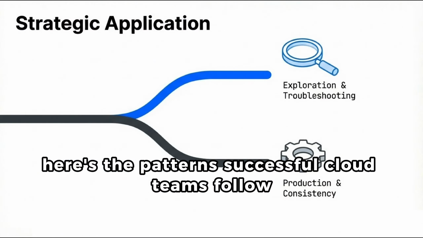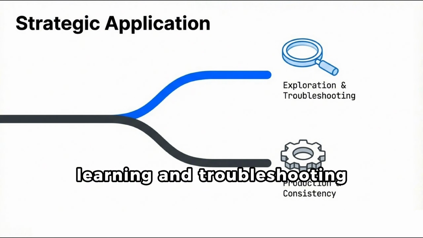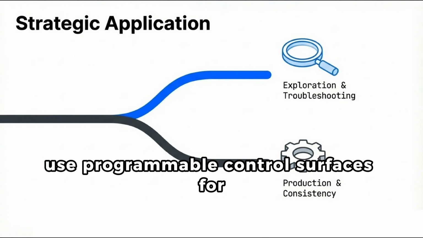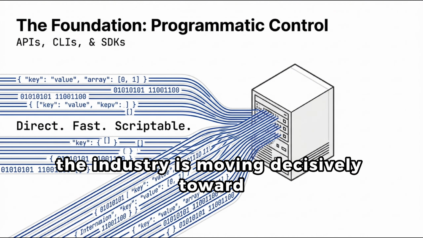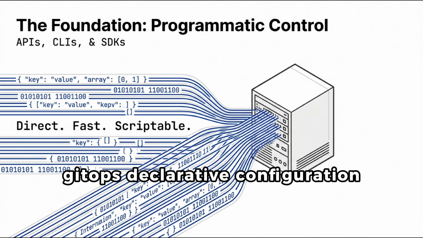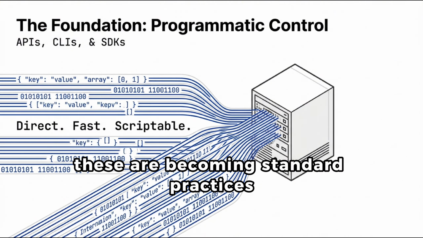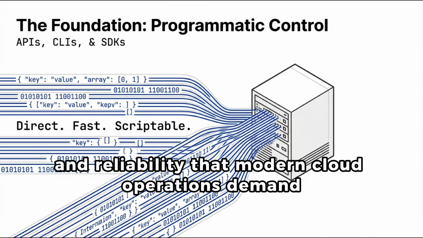Here's the pattern successful cloud teams follow. Use manual control surfaces for exploration, learning, and troubleshooting. Use programmatic control surfaces for anything that goes into production, needs to be repeated, or requires consistency. The industry is moving decisively toward programmatic control. Infrastructure as code, GitOps, declarative configuration. These are becoming standard practices because programmatic control surfaces enable the speed, scale, and reliability that modern cloud operations demand.